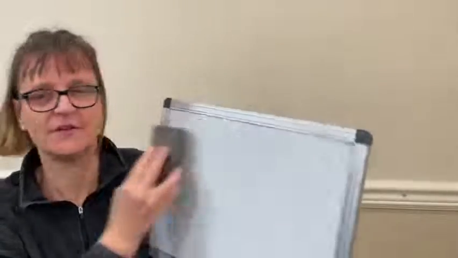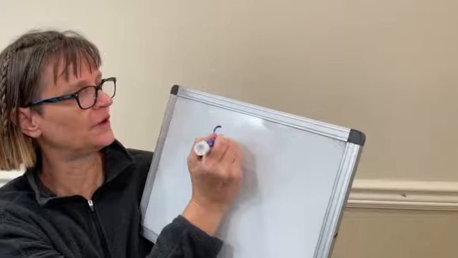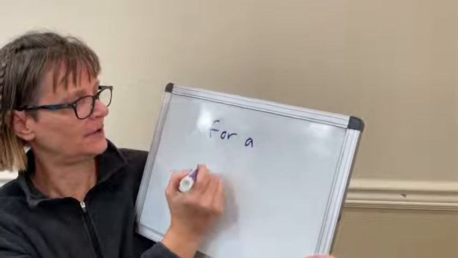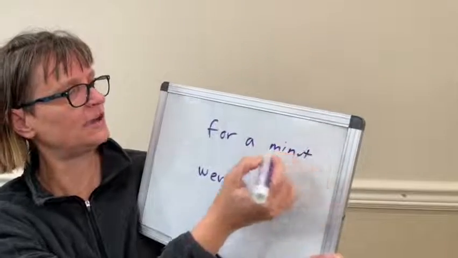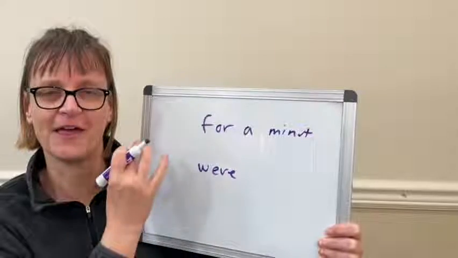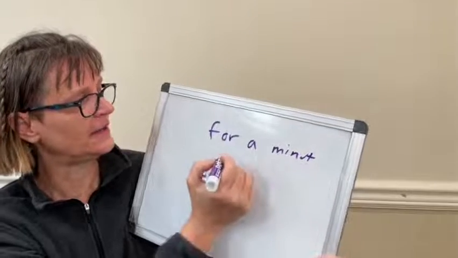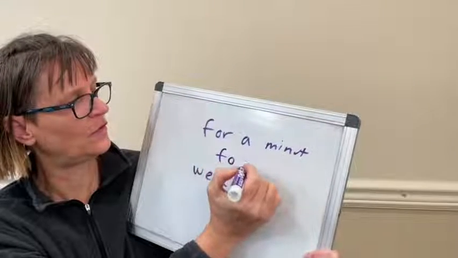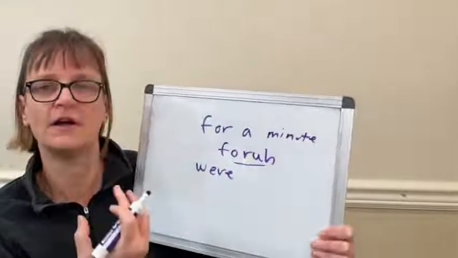Okay, great. We have a question about how to link R and A. For example, for were sure. So if I'm saying, for example, for a minute, for a while, basically I link by just having that R connect between the or and the schwa of a, so it sounds like for a, all one word, for a minute.